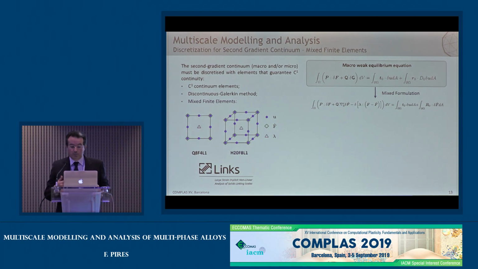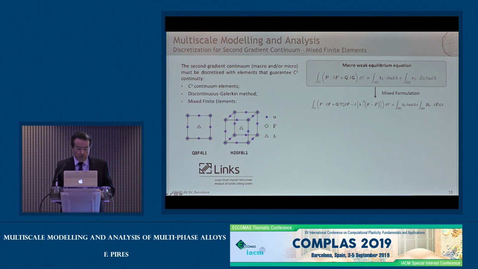Therefore, in addition to the displacement field, we have a deformation gradient field as an unknown of the problem, and the compatibility between both of them is actually enforced by Lagrange multipliers. So we have here the macro weak equilibrium equation, where we also have the higher order stress and the higher order strain, as we should in a second order problem.